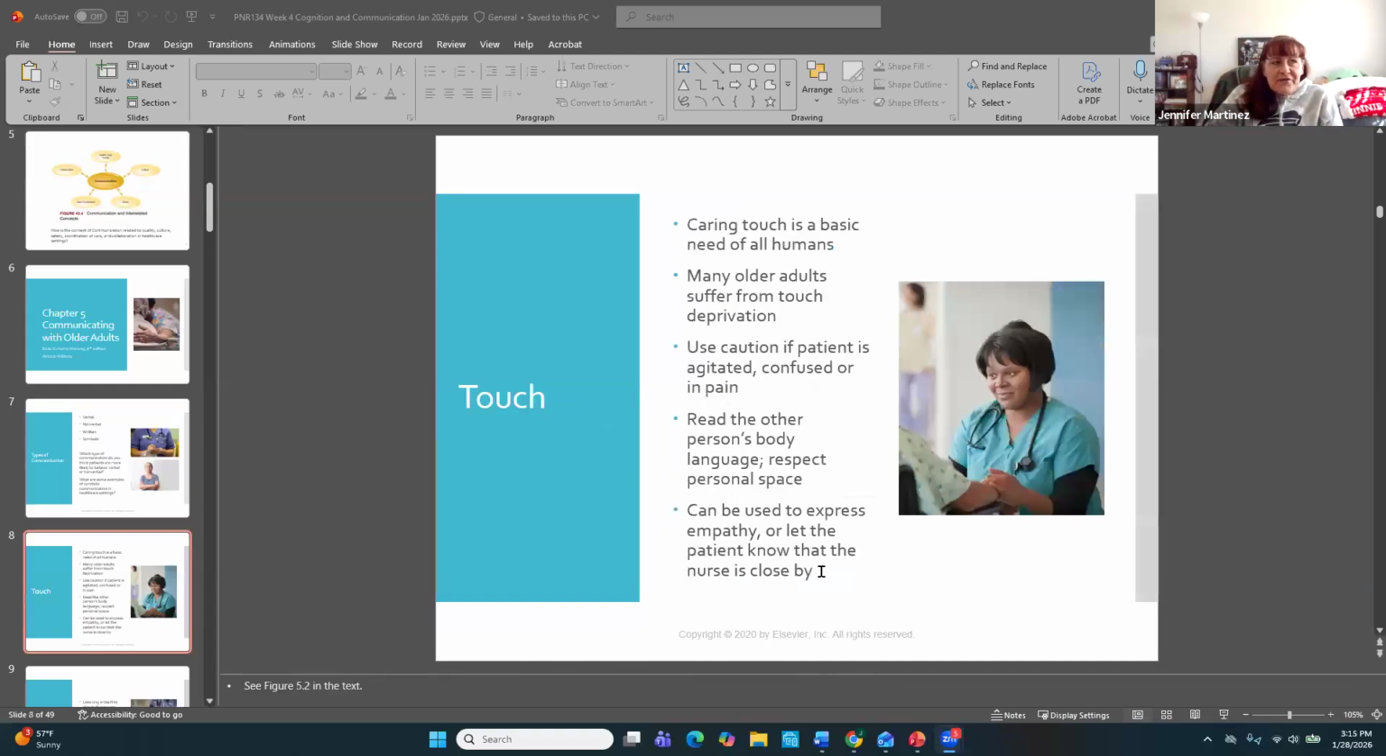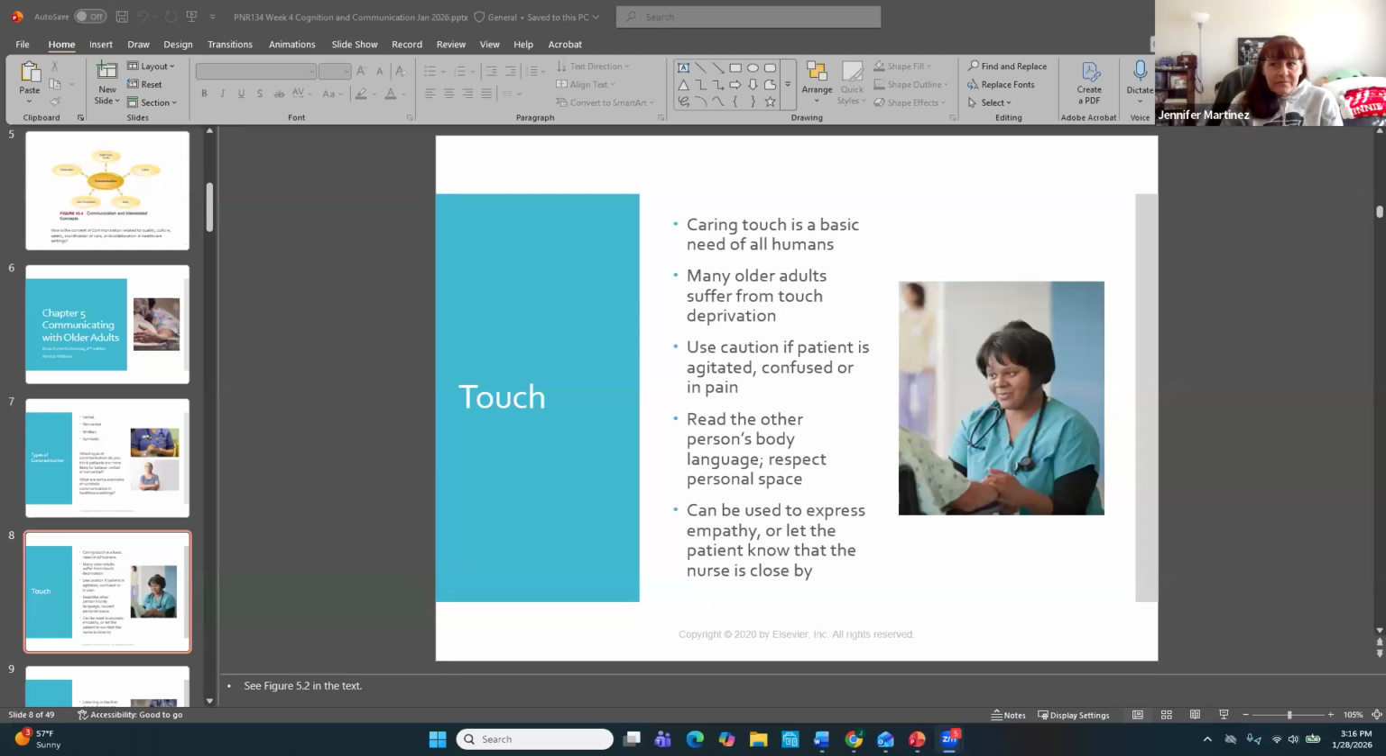Perfect. Other things too. One of the big ones is touch. So touch is also a form of communication, right? It's a basic human need, right? Some people are very touchy-feely, others are a little bit less touchy-feely, right? And so when we look at older adults, they may suffer from what we call touch deprivation. They don't have anybody to help them meet that need for human contact or human touch.